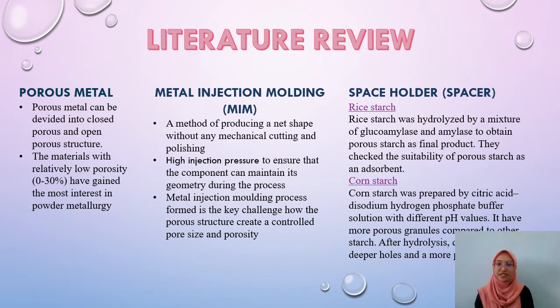Lastly is space holder. In this project, I am using rice starch and corn starch. For the rice starch, it was hydrolyzed by a mixture of glucoamylase and amylase to obtain porous starch as the final product. As for cornstarch, it was prepared by citric acid with different pH value. It has more porous granules compared to other starch.